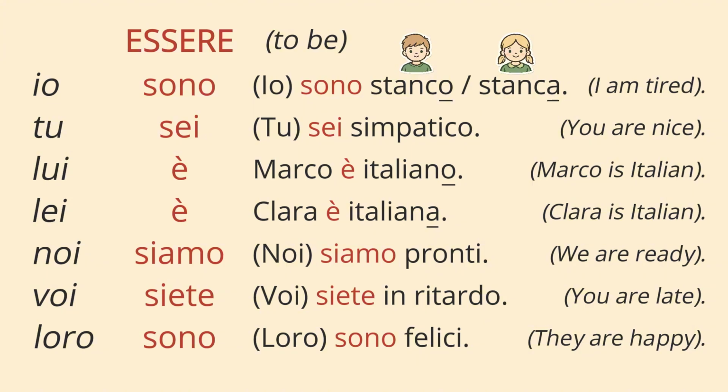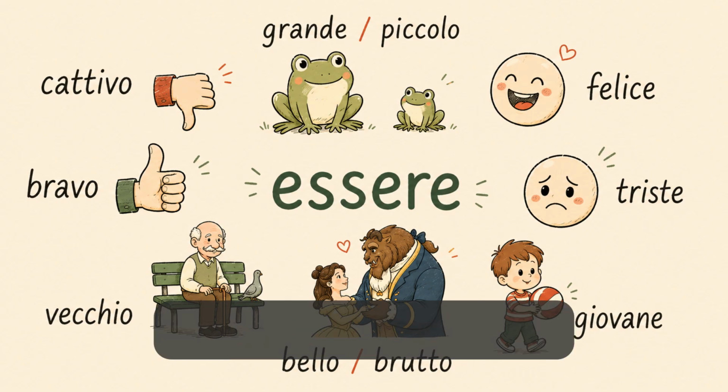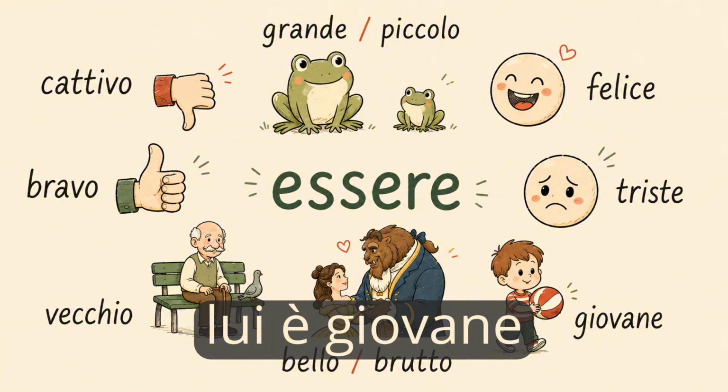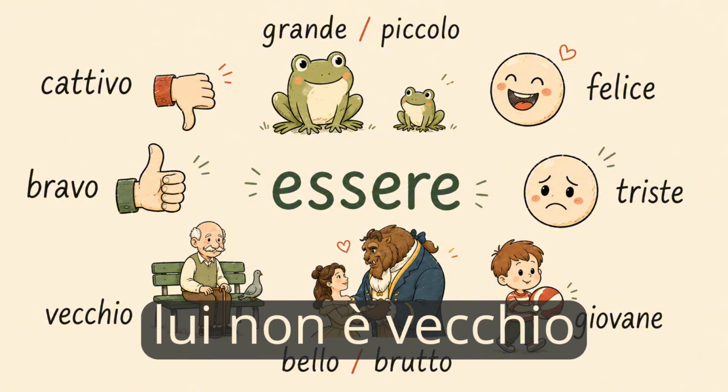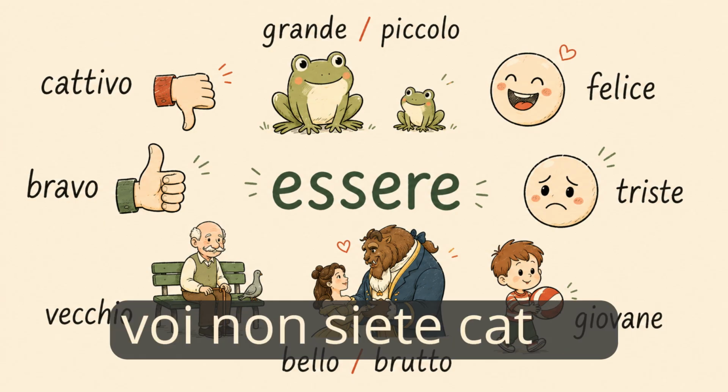Here is your usage hint. We use essere to say what something is, about identities, nationalities, and states. Try it with me. Tu sei triste. Tu non sei felice. Lui è giovane. Lui non è vecchio. Noi siamo bravi. Voi non siete cattivi. Go on, do it yourself.